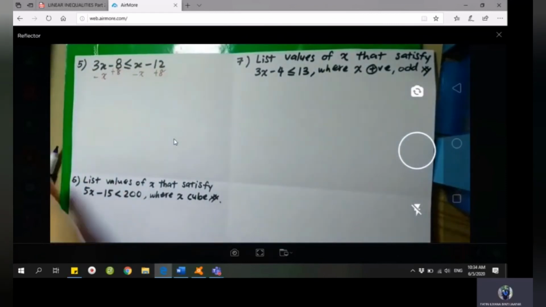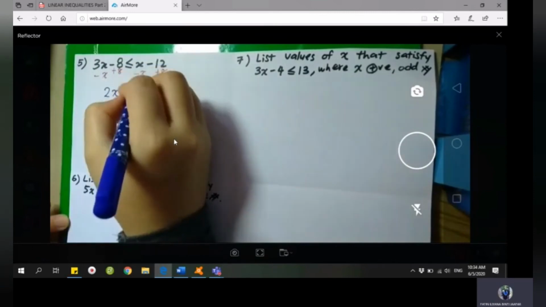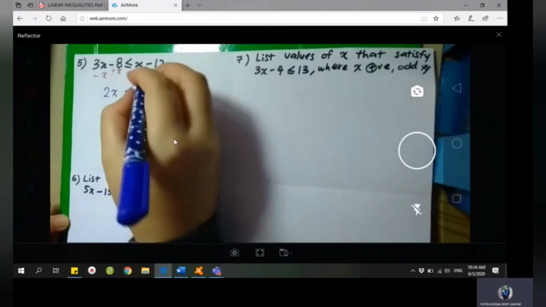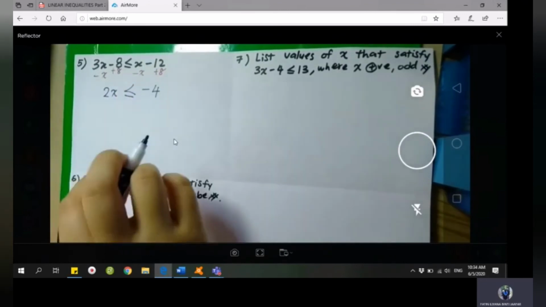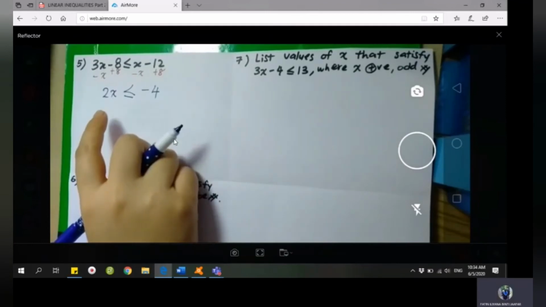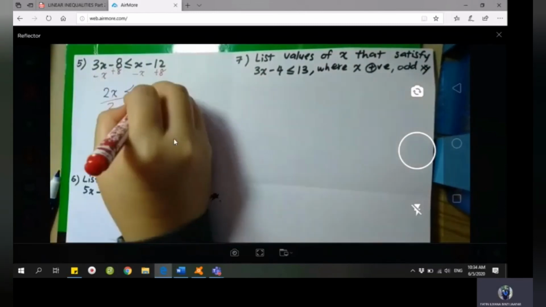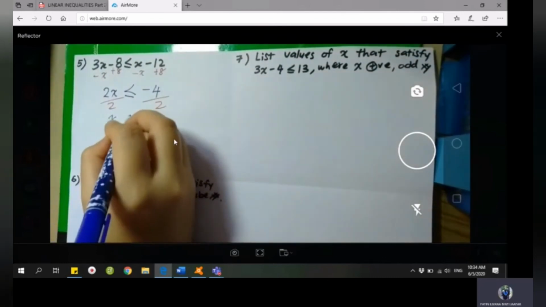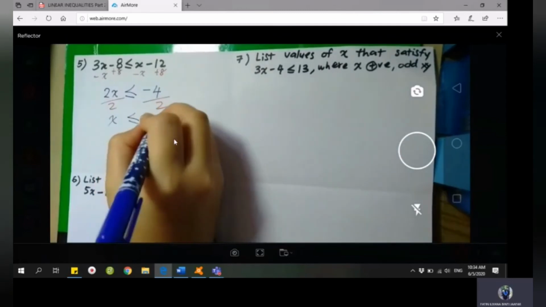Okay. So we will get 2x. So the 8 has cancelled out. The x is also gone. Less than or equal to negative 12 plus 8. Negative 4. Okay. And then we want x only. So we will divide 2 here, divide 2 here. Okay. So x is less than or equal to negative 2.